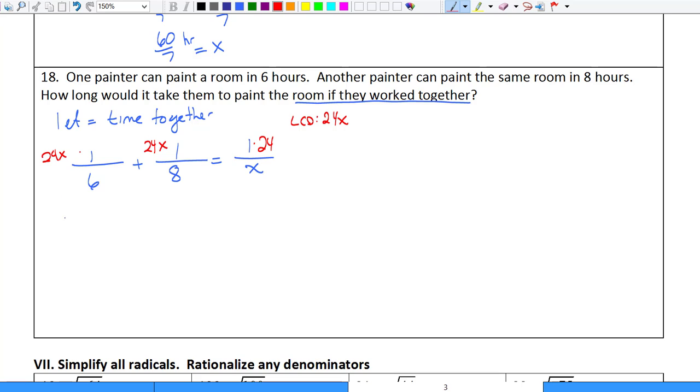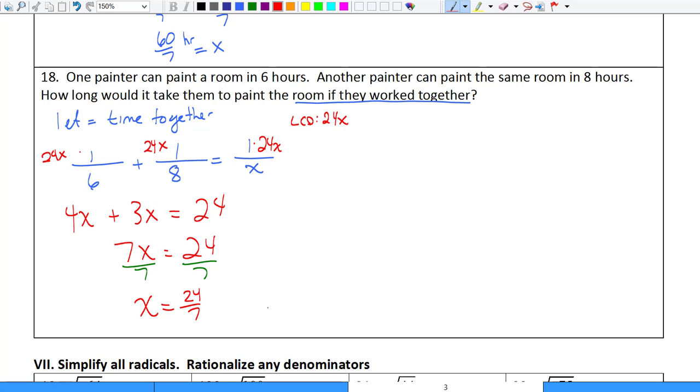24x divided by 6 is going to be 4. 24x divided by 8, that's 3. And 24x divided by x, the x's divide out, and you're just left with 24. Now this is a simple thing to solve. 7x equals 24. Divide both sides by 7. And I'm getting x is equal to 24/7.